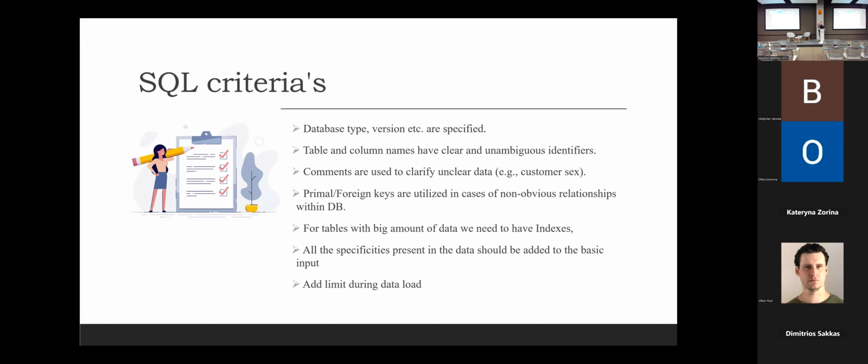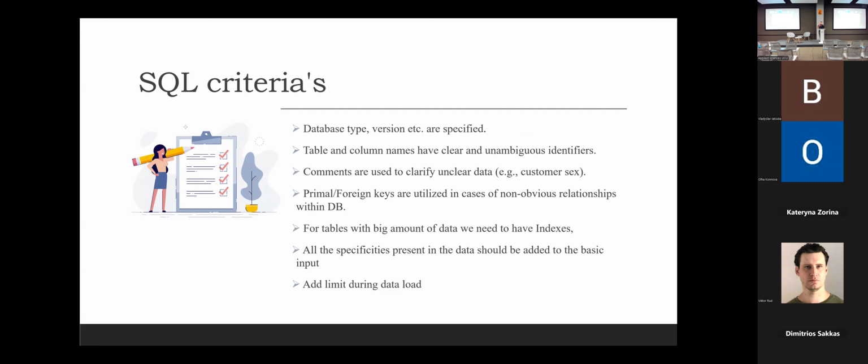So to make sure that this solution works fine, we have provided several SQL criteria which need to be satisfied. First of all, in the base input, you need to mention the database type and version, because different databases use different functions, especially for data types. Table and column names have to be clear and unambiguous identifiers. Otherwise, sometimes it can use another table instead of the correct one.